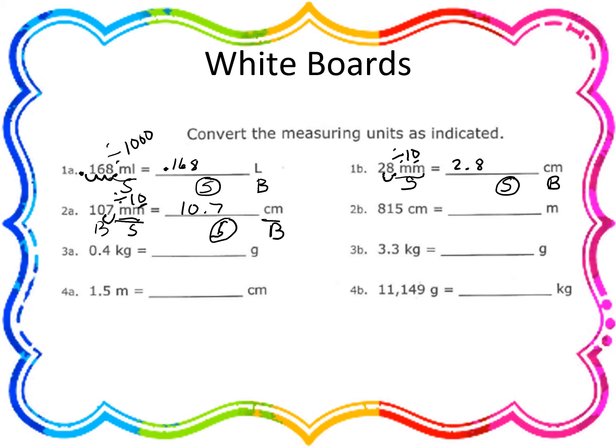Next one, we have 815 centimeters is equal to how many meters? Meters are big, centimeters are small. So I'm looking for a small number again. I'm dividing. There are 100 centimeters in a meter. So move the decimal 2 places. 1, 2. So 8 decimal 15. 8 and 15 hundredths.